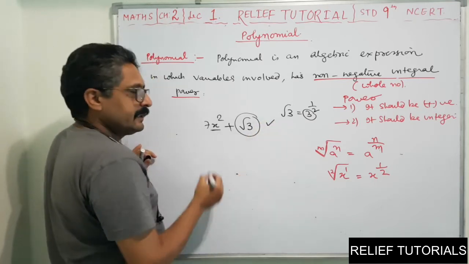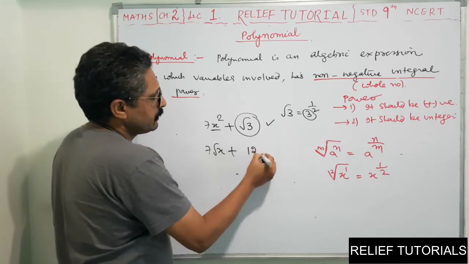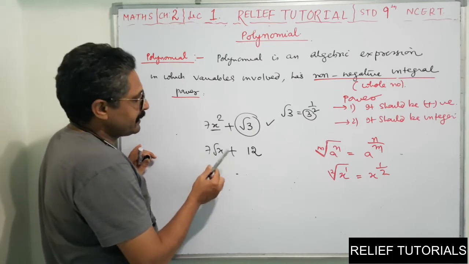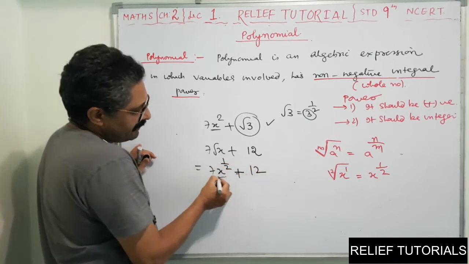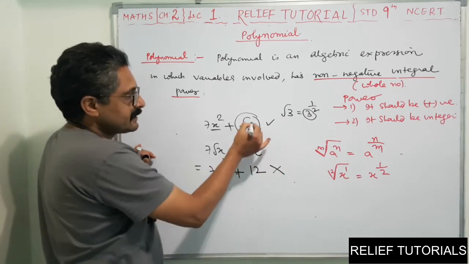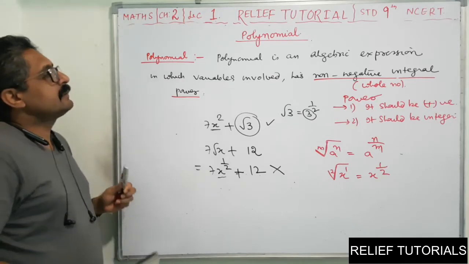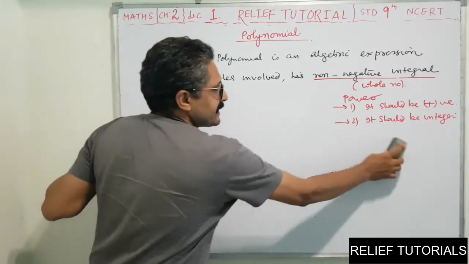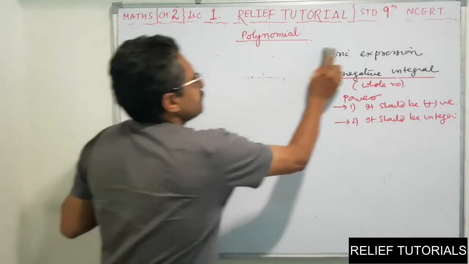If I say 7 root x plus 12, is this a polynomial? No. Why? Because here root x is a variable. So this can be written as 7x raised to half plus 12. Here variable x has a fractional power. So it is not a polynomial. This is a polynomial. This is not a polynomial. Clear? So with this, is it clear when a given algebraic expression is a polynomial? You got it?